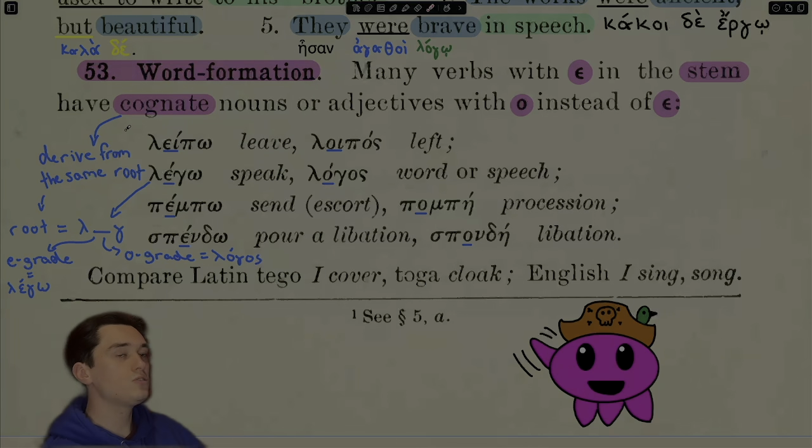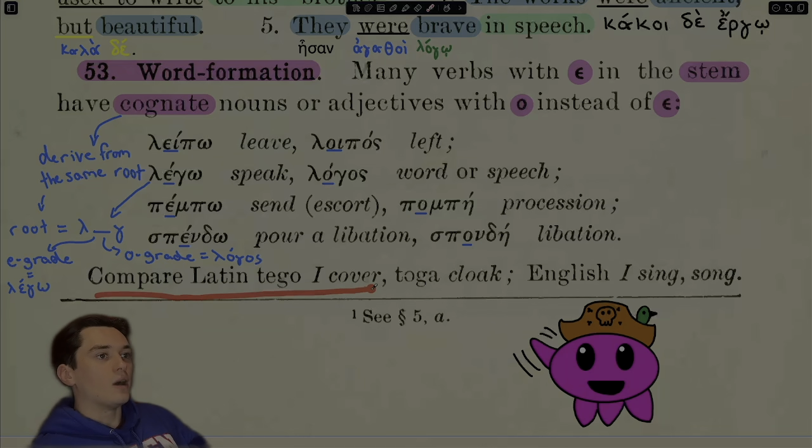So let's derive a cognate by ourselves. I'm going to use lego as our example. First, we need to identify our root, and our root is this lambda blank gamma. We can then fill in this blank spot with either an epsilon to tell that it's a verb, or you can fill the blank spot with an omicron to say that it's a noun.